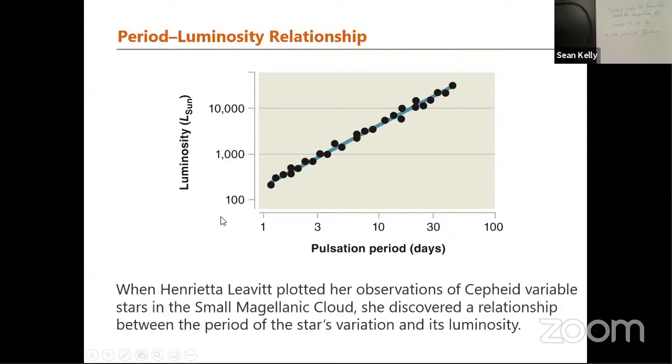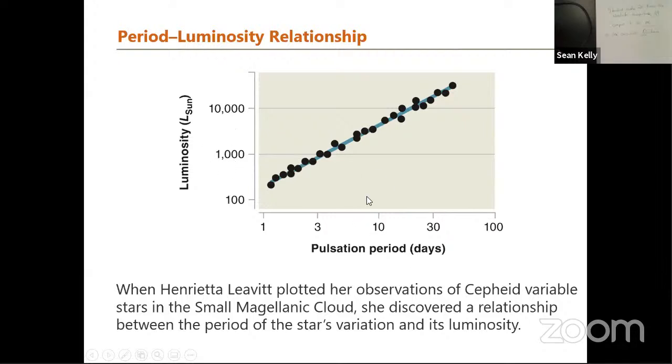This is 100 times as luminous as the sun. This is 1,000 times as luminous as the sun. This is 10,000 times as luminous as the sun, right? So it's not brightness. This is luminosity. This is the amount of power being put out by the stars, okay?